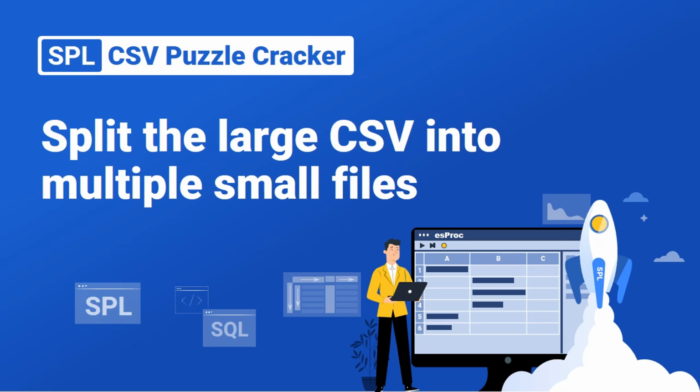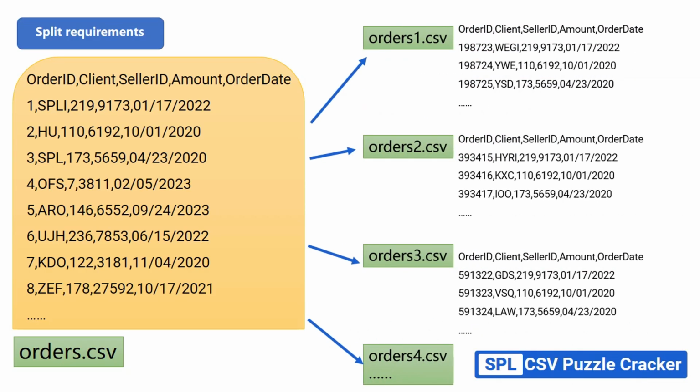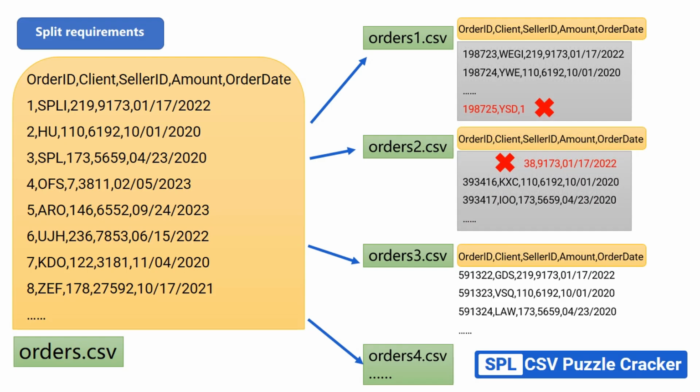Split the large CSV into multiple small files. Cloud storage has a limit on file size. It is necessary to split a large CSV file into smaller files of no more than 5 megabytes. Each file after splitting must have field names on the first row. The first and last data rows should be complete, and the row of data cannot be split into two files.